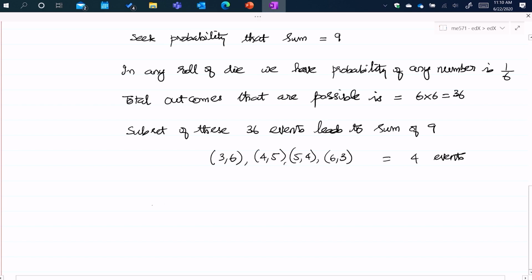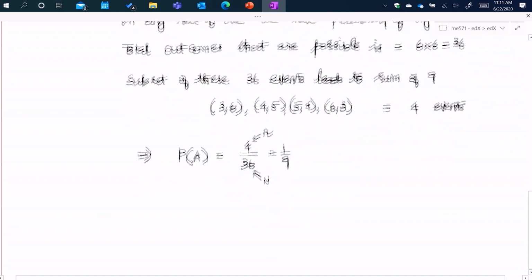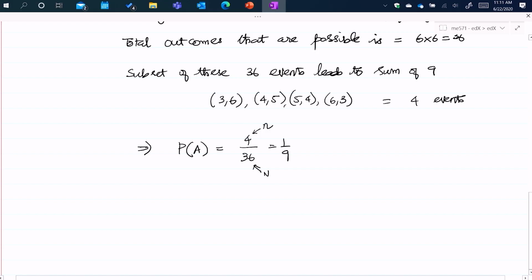Therefore, the probability that the sum would equal 9, which let's call event A, is equal to 4/36, which is 1/9. So that's the number that we seek. Again, by enumeration, this is little n, this is cap n. So by enumeration, that is the probability that the sum of two dice would be equal to 9.